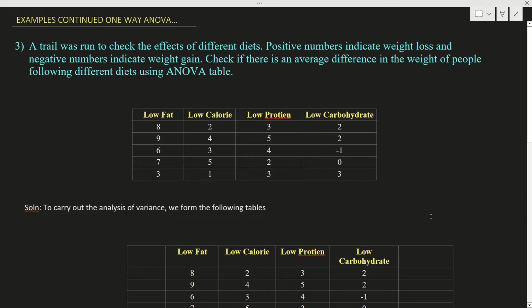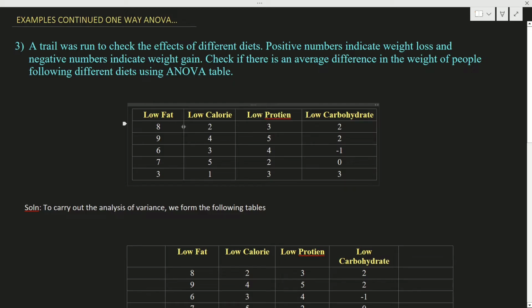In this class, we will solve one more example on one way ANOVA. The given example is, a trial was run to check the effects of different diets. Positive numbers indicate weight loss and negative numbers indicate weight gain. Check if there is an average difference in the weight of people following different diets using ANOVA table.